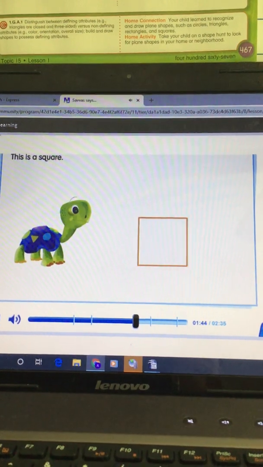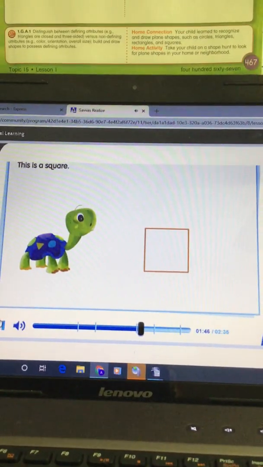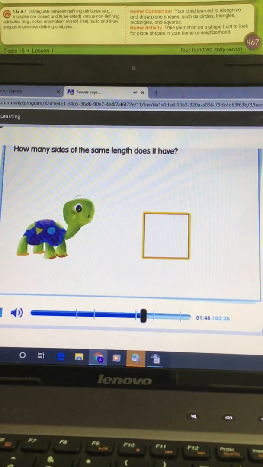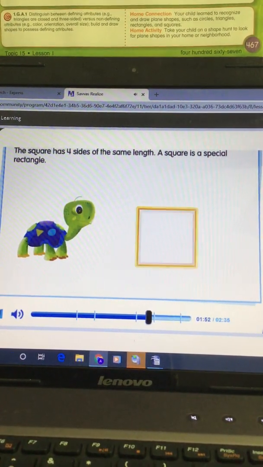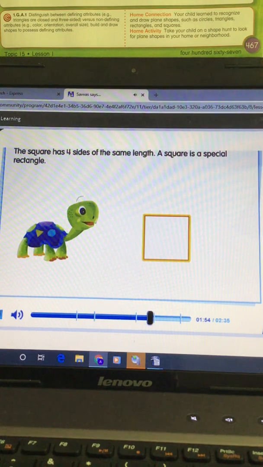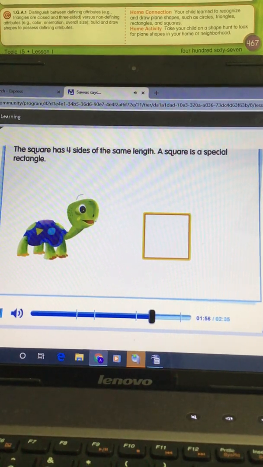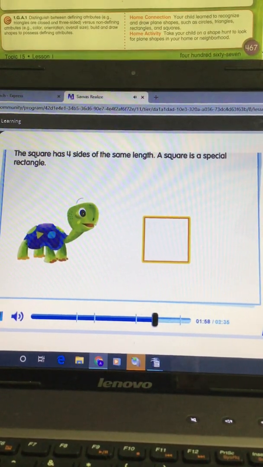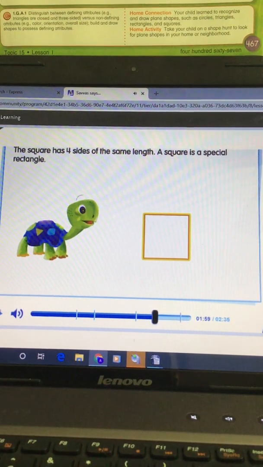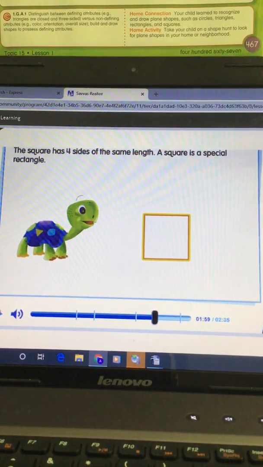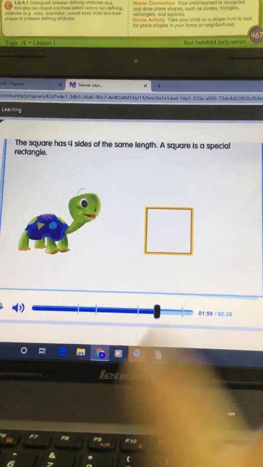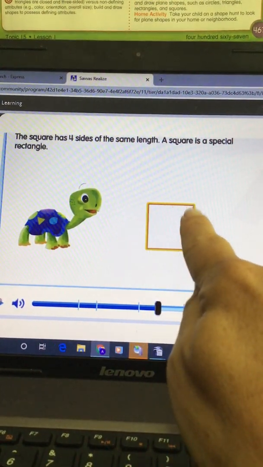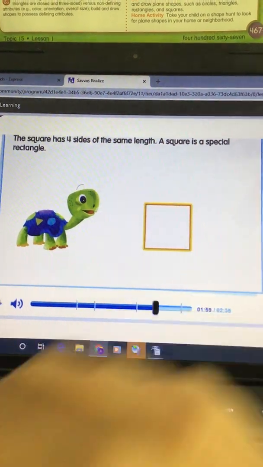This is a square. How many sides of the same length does it have? The square has 4 sides of the same length. A square is a special rectangle. So a square has 4 straight lines and 4 points. All the sides are the same size. If we measured the top, the side, the bottom, and the side, they would all be the same.